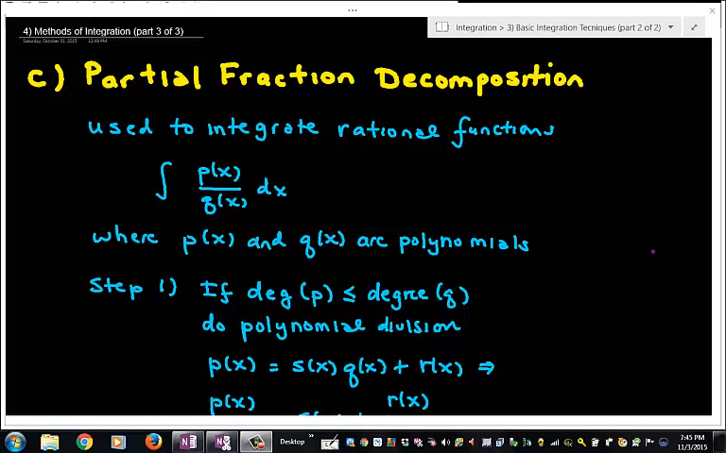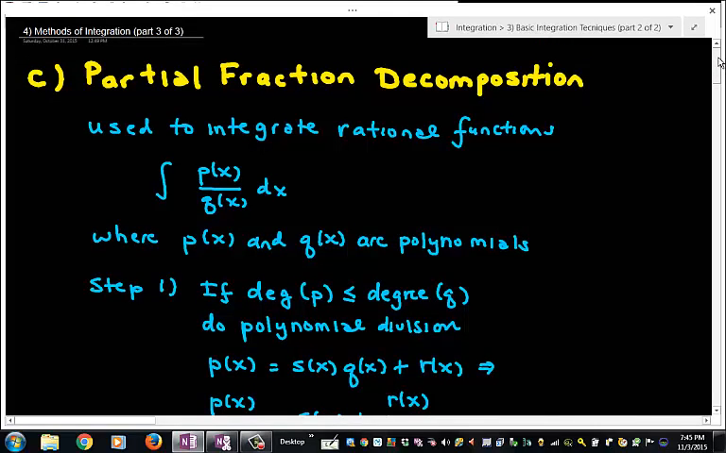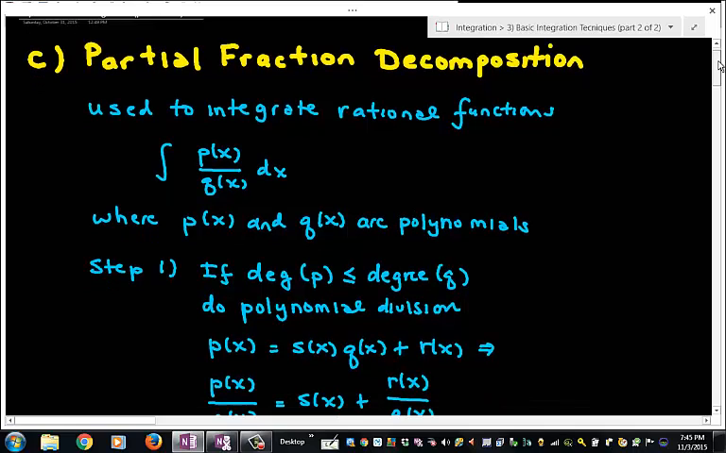So now we come to our last and final method for doing indefinite integrals, called partial fraction decomposition. And unlike the previous two methods that we looked at, change of variables and integration by parts, partial fraction decomposition is much more limited in scope. It can only be used to integrate rational functions. That is to say, the integrand is going to be expressed as the ratio of two polynomials.